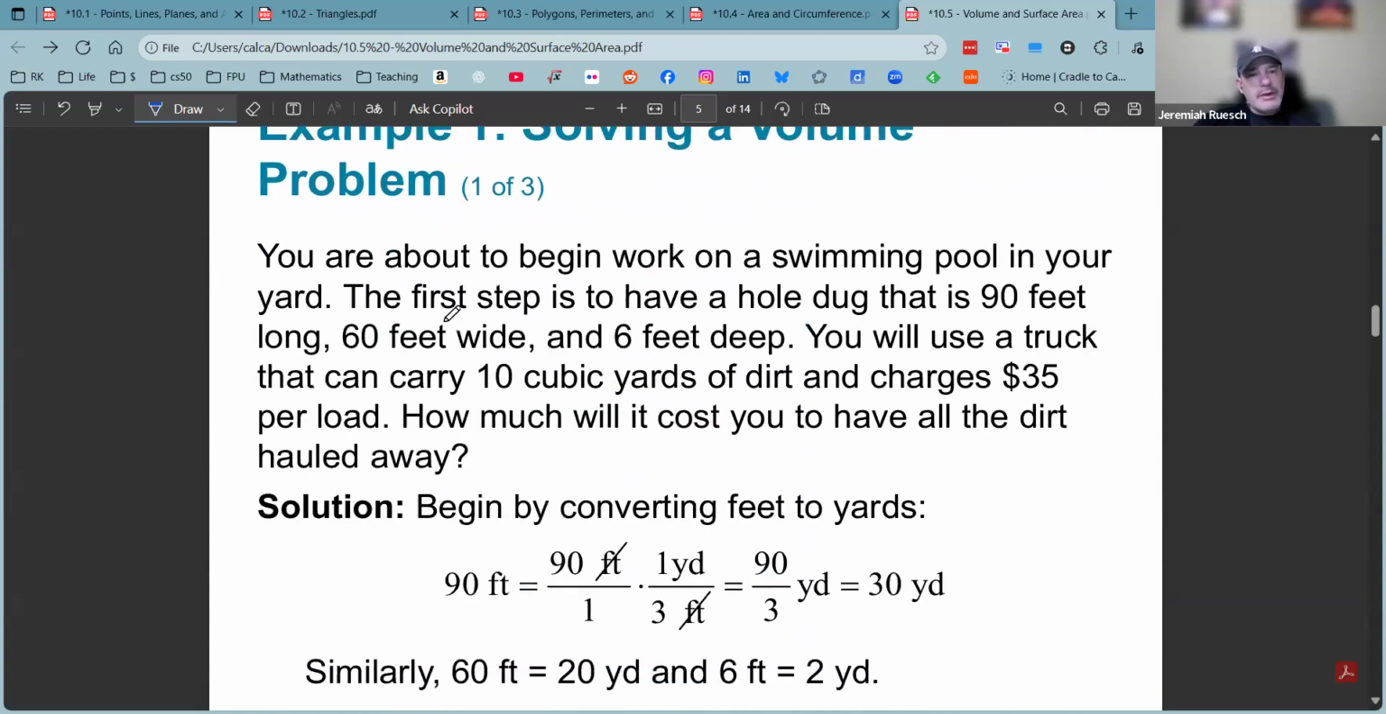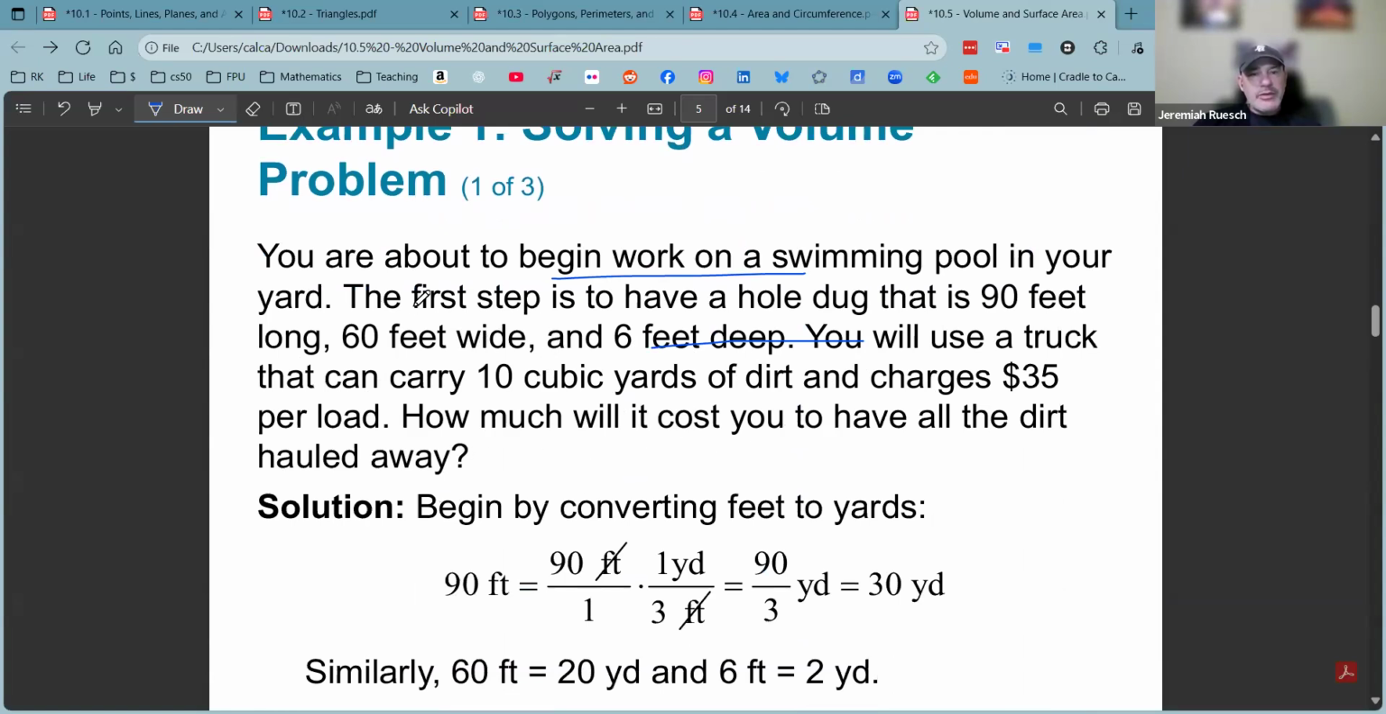All right, here's an example. You are about to begin work on a swimming pool. The first step is to dig a hole that is 90 feet long, 60 feet wide, and 6 feet deep. That's a lot of digging. You will use a truck that can carry 10 cubic yards of dirt and charges $35 per load. How much will it cost you to have all the dirt hauled away?